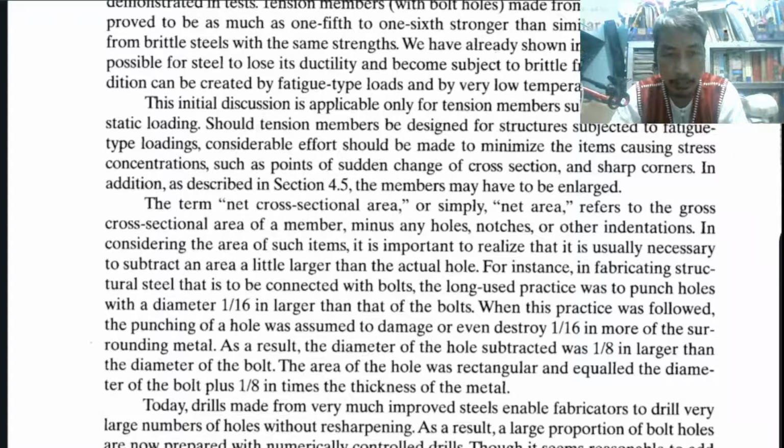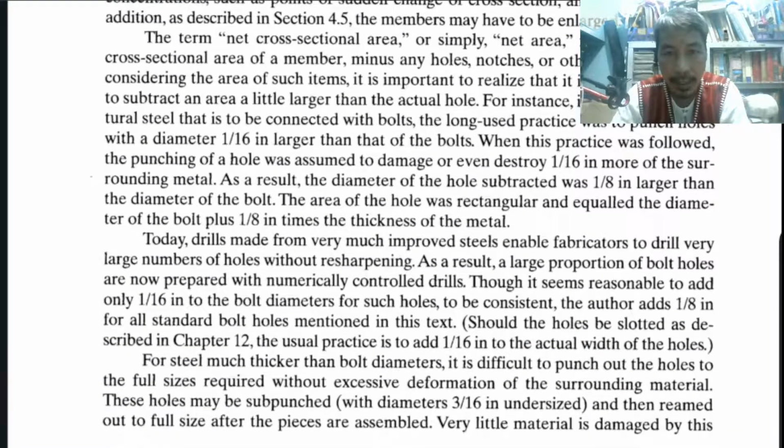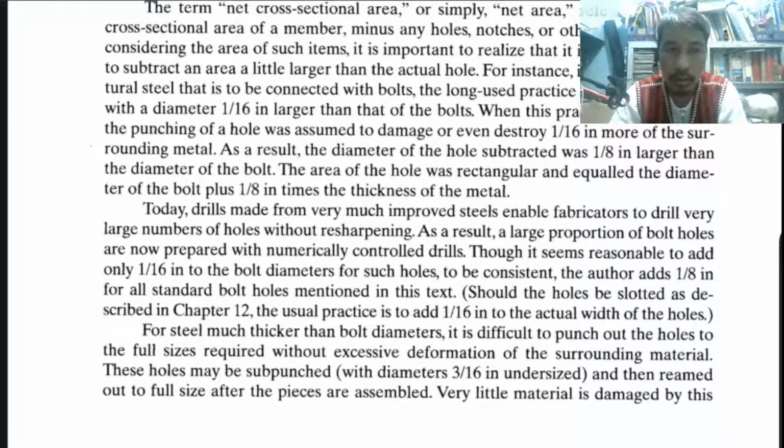Next, important concept. Net cross-sectional area, or net area, refers to gross area minus any holes. Take note, gross area minus any holes, notches, and other indentation. Those are the possible items that we must subtract from the gross area. If we subtract that, we will get the net cross-sectional area.